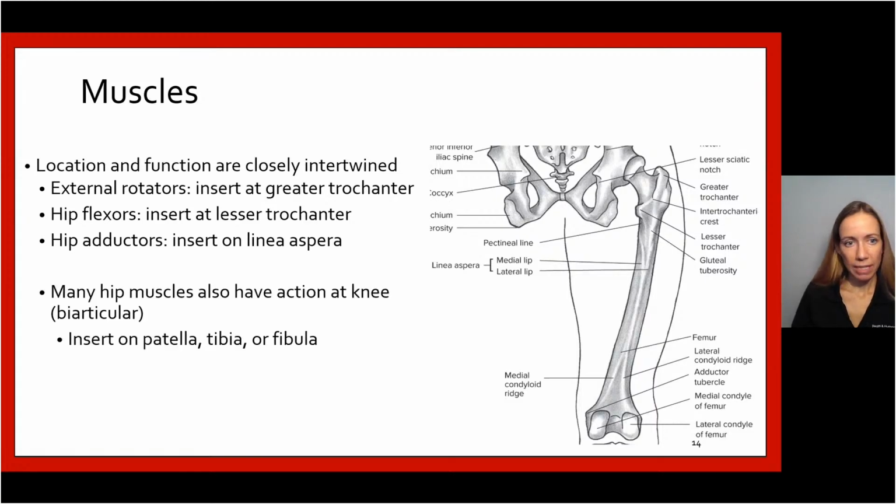And one more thing to keep in mind: a lot of the hip muscles are biarticular muscles, so they have actions at the hip, but they also have actions at the knee as well. Some will insert somewhere on the femur, so just have actions at the hip, but many of these biarticular muscles must insert below the knee as well. So they're going to insert on the patella, the tibia, or the fibula.